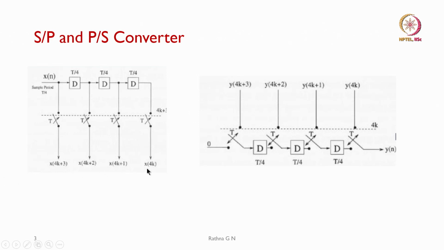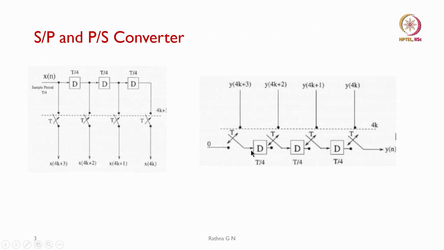Now, this parallel has to be converted into serial basically. What we are going to do, the output we have is y of 4k plus 3, plus 2, and then plus 1, and then 4k. So, this switch is going to operate at 4k and you will be closing them every T by 4 as you are seeing in this. y of n is the output and one of them is going to be opened and then you will be sending after a delay. So, for the first switching, all of them will be switched parallelly, so you will be taking all the 4 inputs.